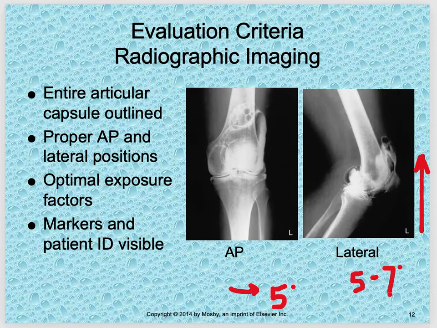So don't forget to roll in your foot 5 degrees for a true AP, and then angle your 5 to 7 degrees, and then cephalad for a true lateral knee.